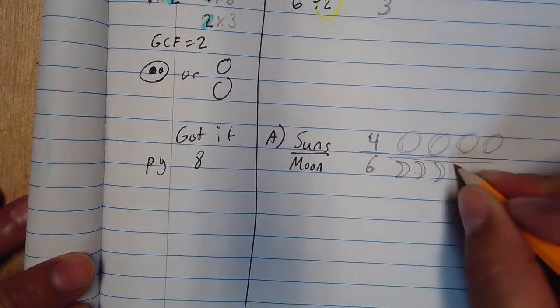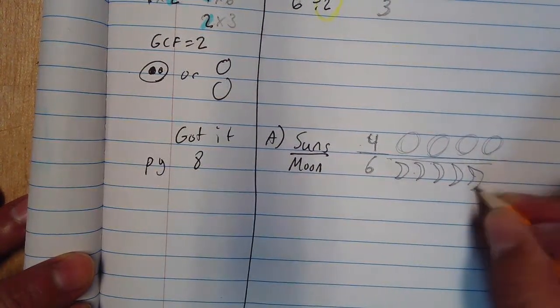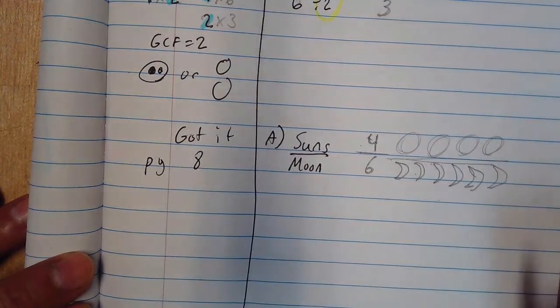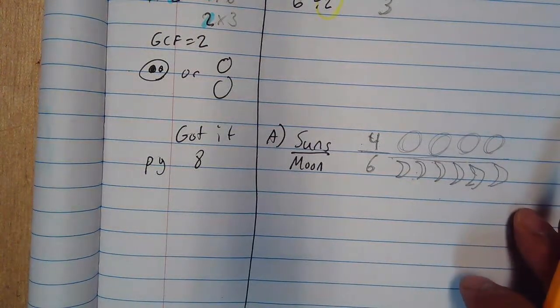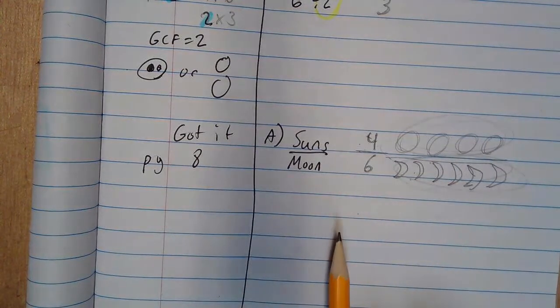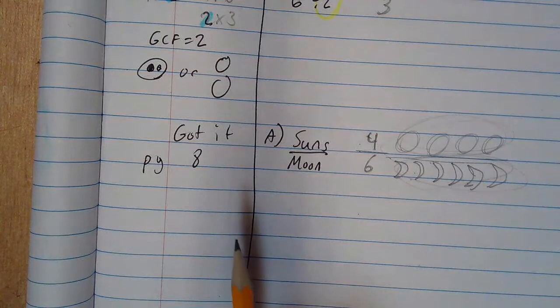Looks like a banana, or a chile. Depends how you want to look at it. Again, I'm not an artist, but you get the idea. Definitely, you know that they're different things. 1, 2, 3, 4, 5, 6. Okay. We have one big group of 4, one big group of 6. Can I break this up into equal groups?